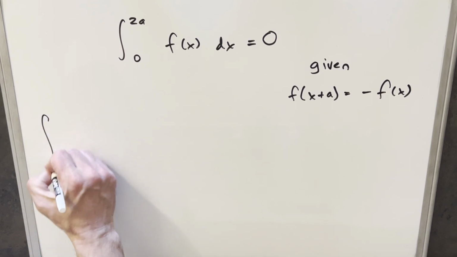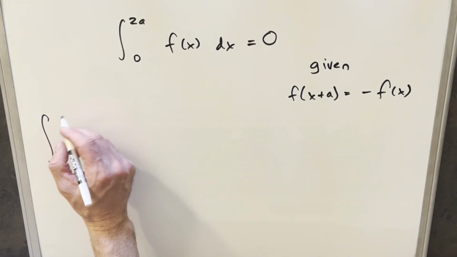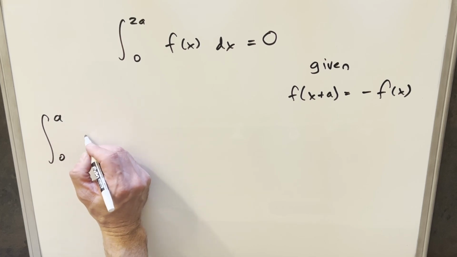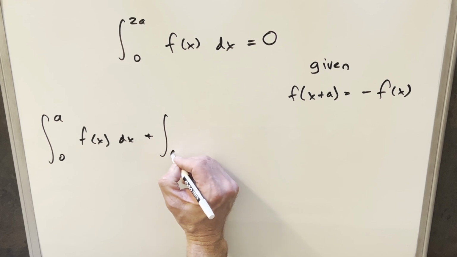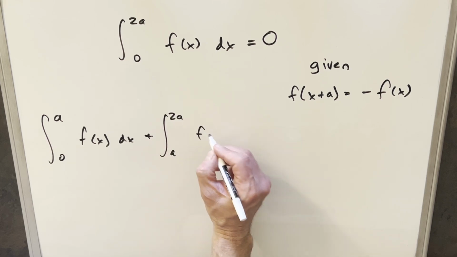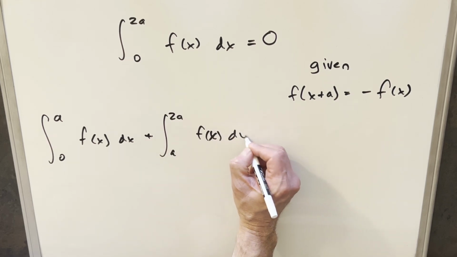So to get started with this, I'm going to just take this first integral and we're going to split it up on the bound. So first integral is going to go from 0 to a. But then for the second integral, this is going all the way to 2a, so we can write this as a to 2a f of x dx.